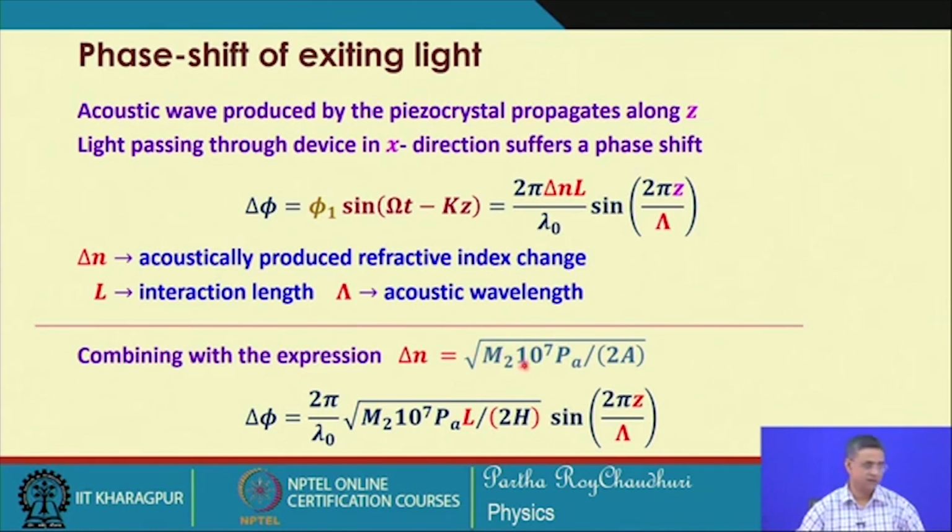which is in turn again represented by M2 and acoustic power. So, this is the expression for the phase change of the optical wave as long as it is travelling through a length of L of the acoustic beam.